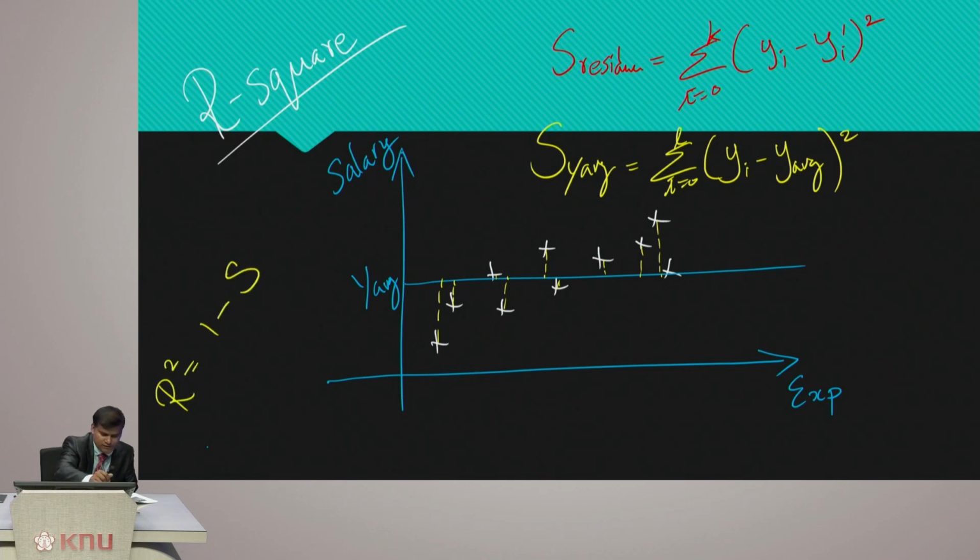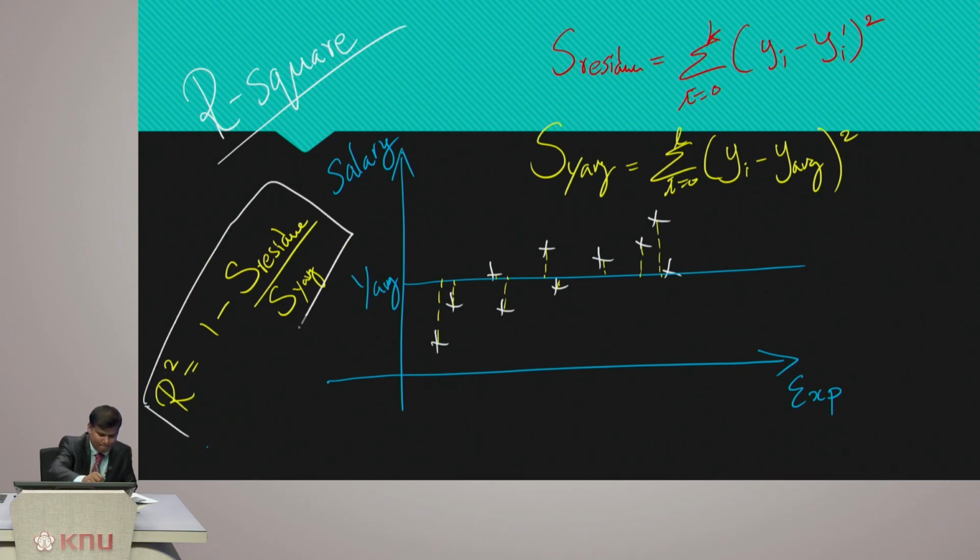So the formula for R square is given by 1 minus the sum of residuals divided by the sum of squares about y average. So that's going to be our prime formula for the so-called R square. So now we can see how these are related.